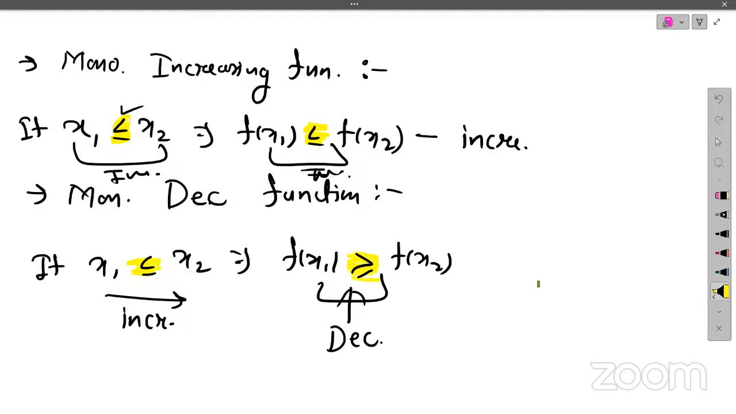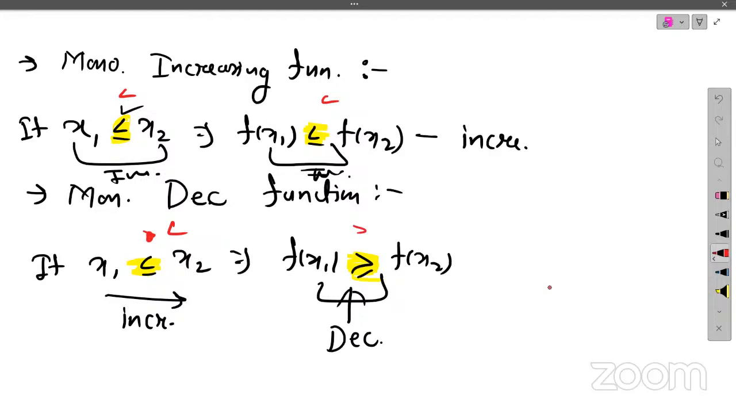Then if both the outputs are equal, then they fall in both categories; it will be a constant function. That's why some people like to say strictly increasing function. If you talk about strictly increasing function, the inequality will become strict. Here also it will be strict. So if they say strictly increasing, strictly decreasing, then the inequality will become strict.